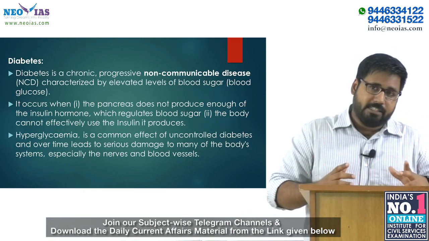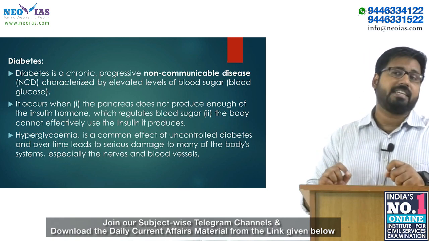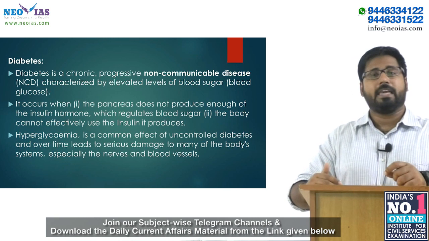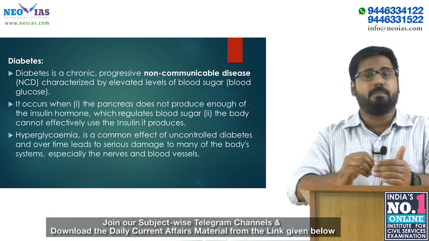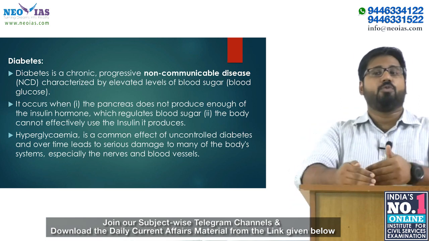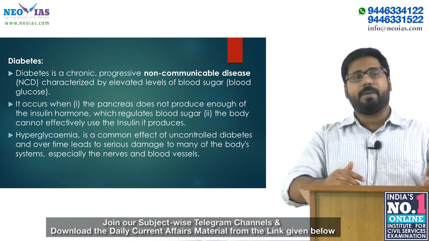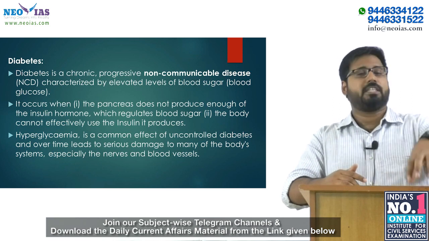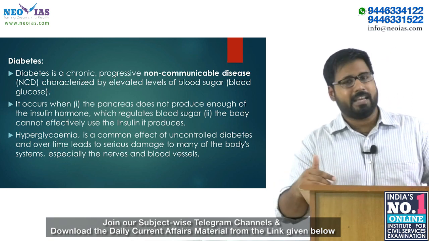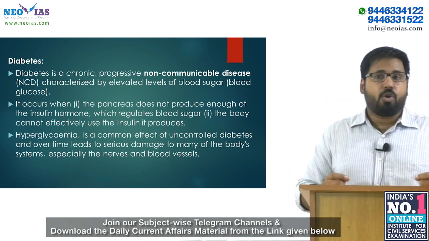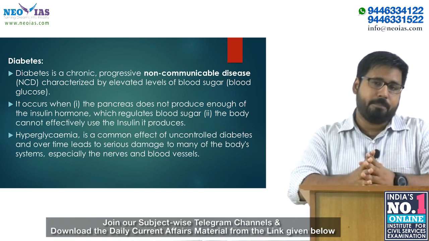Now we'll talk about diabetes. Now diabetes is a chronic, progressive, non-communicable disease characterized by elevated levels of sugar or blood glucose. Okay, it occurs when the pancreas does not produce enough insulin hormone, which regulates the blood sugar. The body also cannot effectively use the insulin that it produces. This is another reason why diabetes occurs. So the first reason is the pancreas does not produce enough insulin, and the second reason is the body is not able to use the insulin which the pancreas has produced. Now diabetes is a major cause of blindness, kidney failure, heart attacks, stroke, and limb amputation.